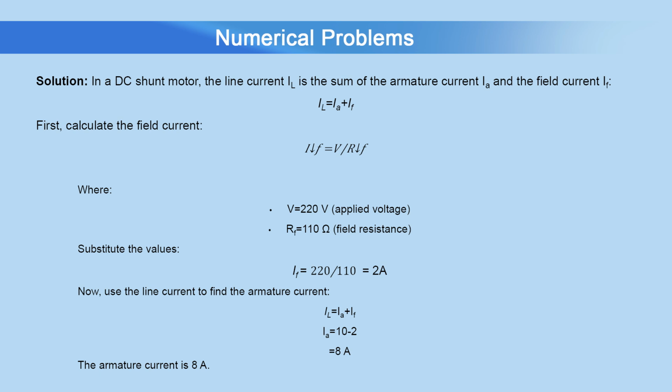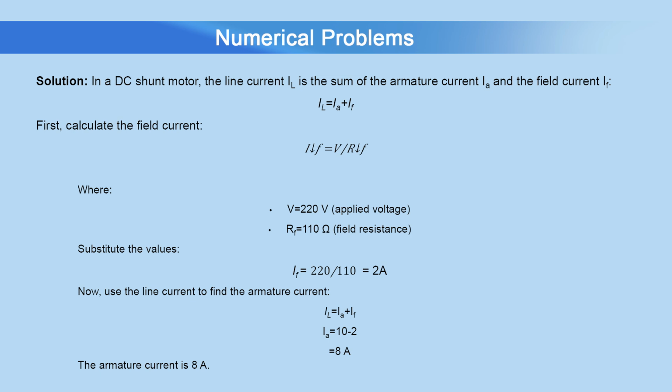Now to find the armature current, the value of IL is given and we have just found the IF value. Now we will get the value of IA. IA will be 10 minus 2, where 10 is the total line current and 2 is the shunt field current.